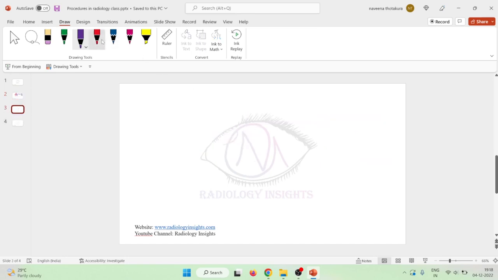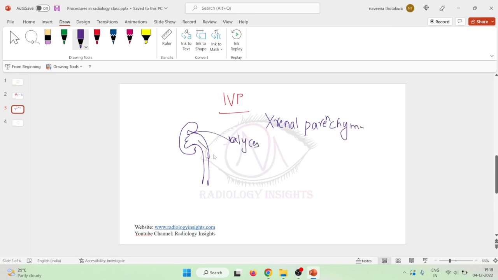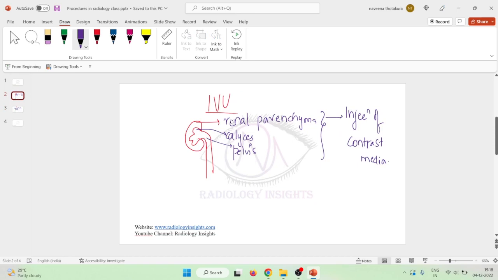Then there is one more entity called intravenous pyelography. Intravenous pyelogram is actually visualization of pelvis and calyces, but not the renal parenchyma. This will not help in visualization of renal parenchyma. So pelvis and calyces are visualized in intravenous pyelography, whereas in intravenous urogram, renal parenchyma, calyces and pelvis can all be visualized.